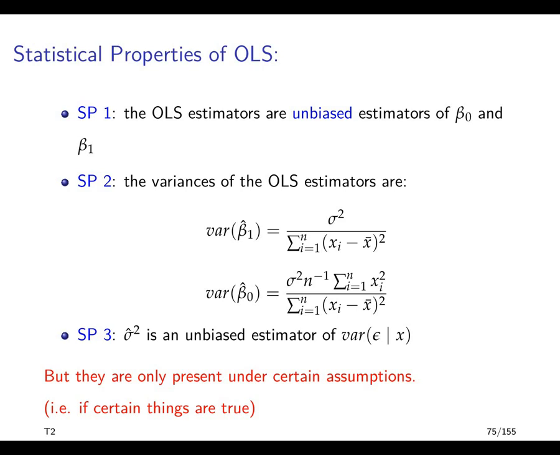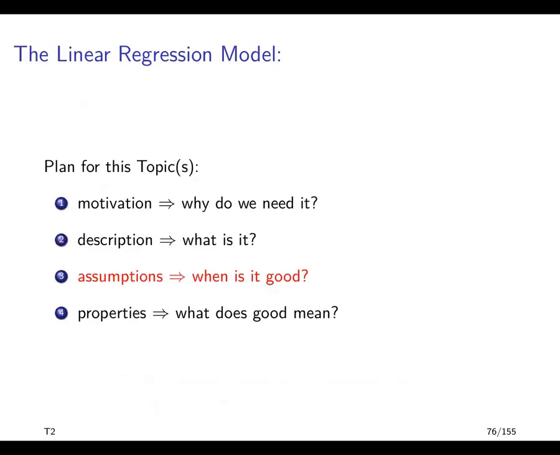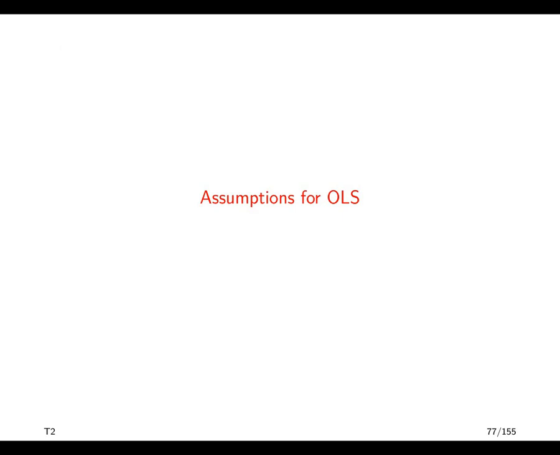Okay, but now these statistical properties that we will explain and define later on are critically only going to be present under certain assumptions. That is, if certain things about the population are true. So now we're going to describe what these assumptions are. That is, when we see that the OLS estimator has these good properties, we're going to describe the assumptions that are necessary for OLS to generate these good properties. Statistical property number 1, 2, and 3.